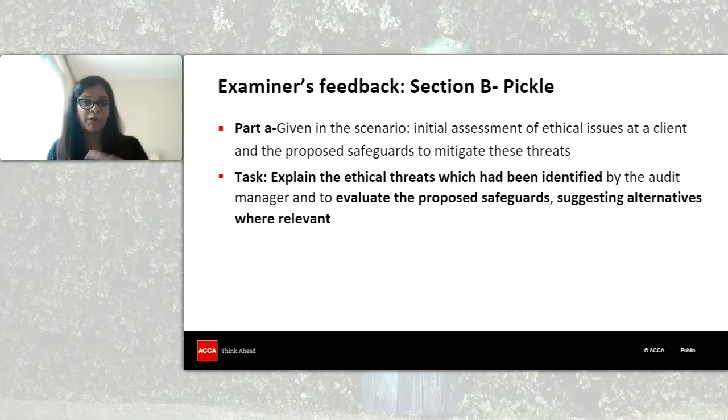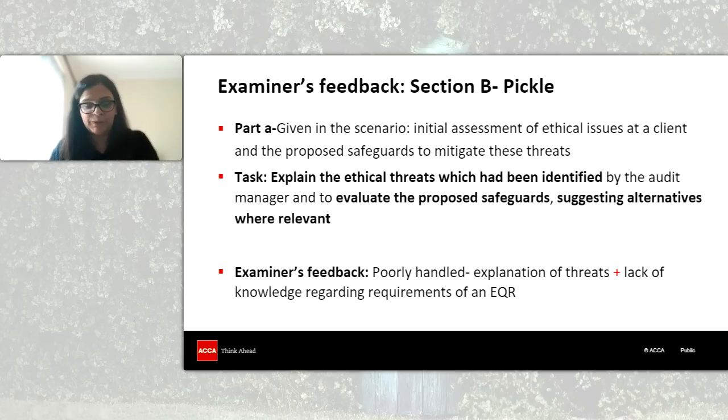And if you think they were not appropriate, you had to suggest an alternative. So they did the basic work for you, the ones that you were normally comfortable with, and they wanted you to do the evaluation rather than just the explanation. The feedback was that this was a question which was quite poorly handled. Students were not able to explain the threats, and there was a lack of knowledge.